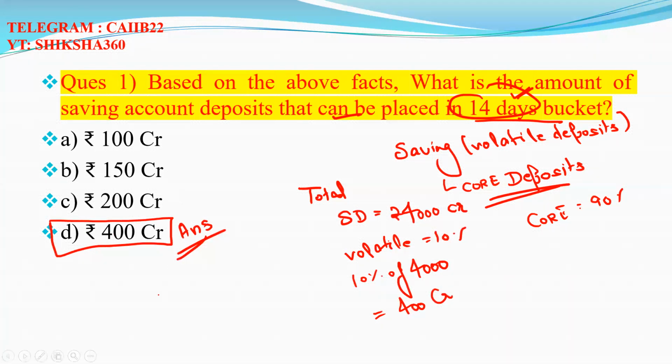Very straightforward question. You just have to understand what they want to say. If you do not understand the concept, you are not able to answer these questions. There is not any big concept, but you have to understand the fact. So the amount that can be placed in the 14 days bucket is volatile, and above that comes under the core deposits.